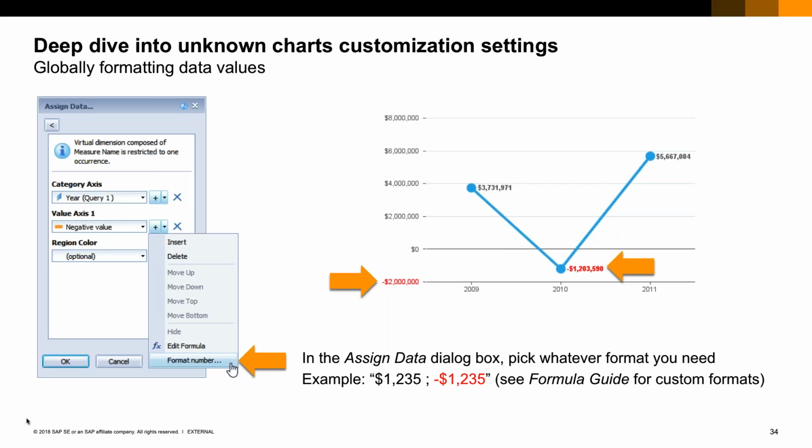All right. First setting is one which is tricky to find because it's not actually in the format chart dialog box, but in the assign data dialog box. When you assign the data to the chart, that's where you can find these settings. This is the format number, the way you want the number to be displayed on your chart. Here I'm showing an example where I want all the negative numbers to be in red. To do that, I go into the assign data, then format number, and that is where I choose this specific format to display negative numbers on my chart.